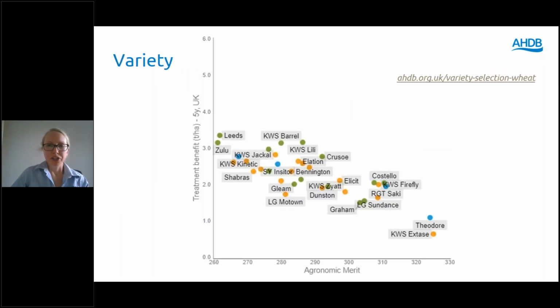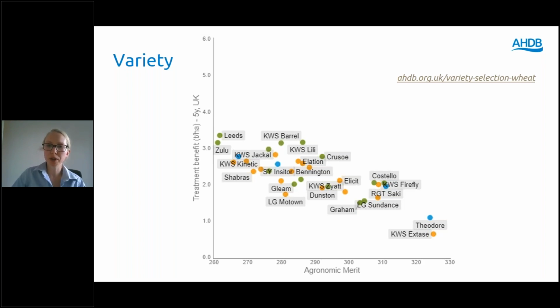So another major way to reduce fungicide inputs is through variety. So let's look at some of the evidence for this. This is one of the charts you can see if you look at the new recommended list variety selection tool. So this shows the yield benefit of applying fungicides to a range of varieties. And this treatment benefit is shown along the side. And along the bottom, we've got agronomic merit, which is the disease resistance package of each variety and also its lodging. So a higher agronomic merit is a better disease resistance.